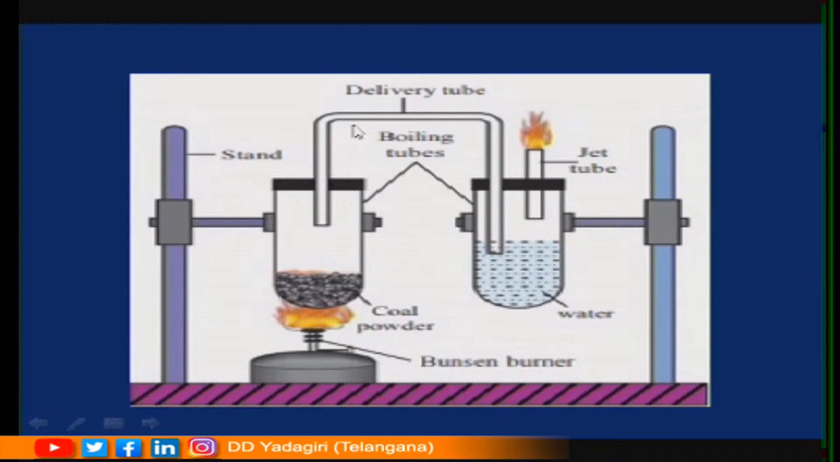Now, it will come along the delivery tube and fall into this water, and some liquid will dissolve in this water. The gas which comes out through the jet tube, in the form of a jet stream, catches fire when you light a matchstick near it. Now, the substance dissolving in the water is nothing but coal tar. At the bottom of this water, we will find coal tar.